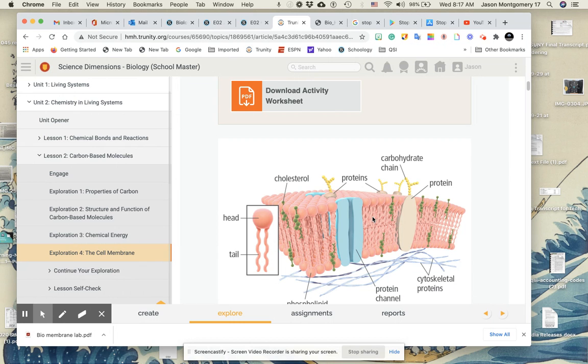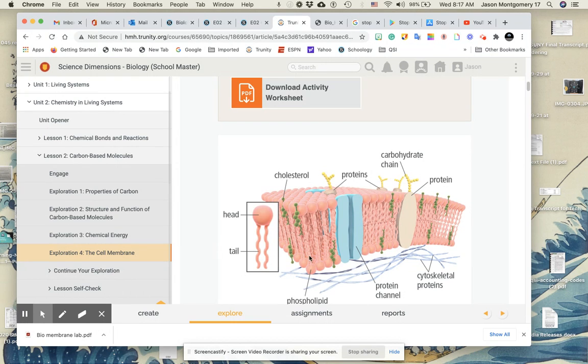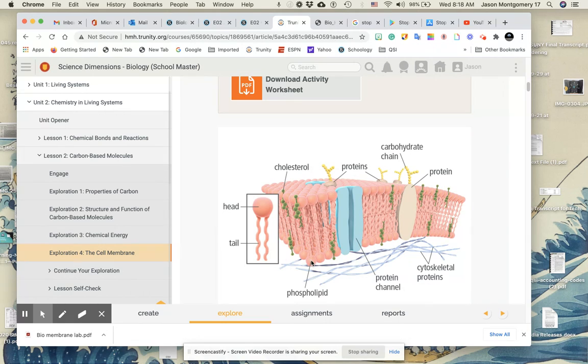Let's review from last class. How is the cell membrane set up? It is what we call a phospholipid bilayer. It has two phospholipid layers, one on the bottom, one on the top. The head likes water and the tails don't like the water. We had terms for that: hydrophilic and hydrophobic. That makes up the vast majority of the cell membrane.